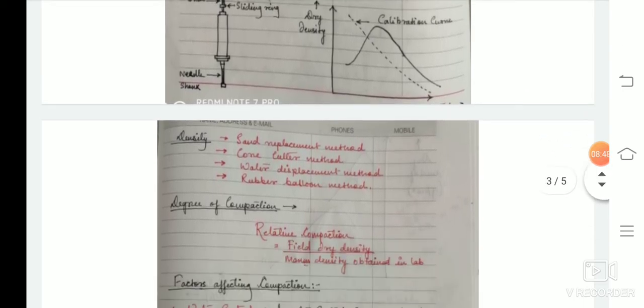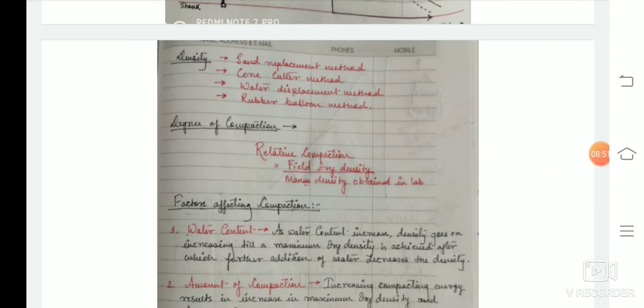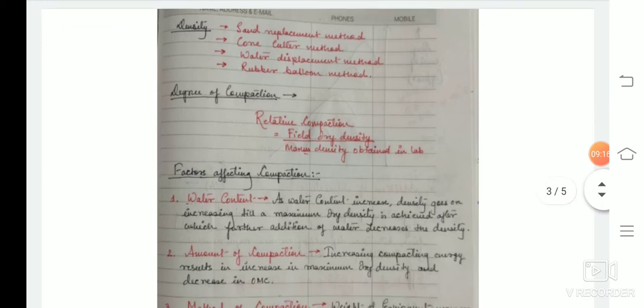Next, we are going to discuss the density of the soil. So, how can the density be found out in the field? As you have already learned in Soil Mechanics 1, the field density can be determined using four methods: the sand replacement method, core cutter method, water displacement method and rubber balloon method. We are not discussing these methods right now because they have already been discussed in Soil Mechanics 1. So these are the methods by which the density can be determined in the field.